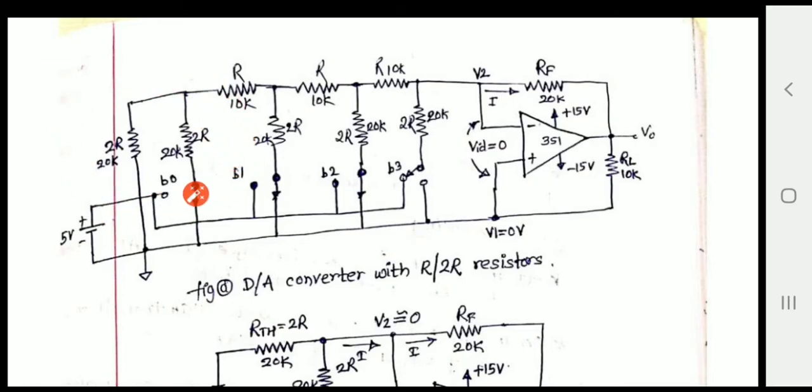So that R is connected in series with R. So again it becomes what? 2R. So we can say that like this. Don't get confused here, it's very simple.